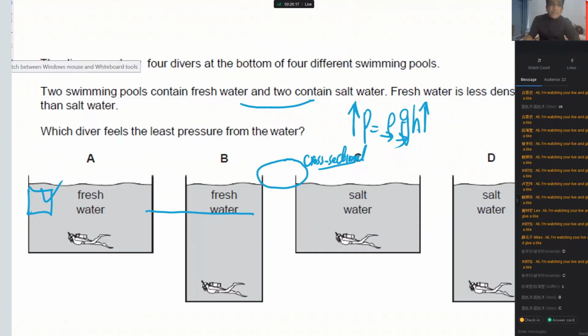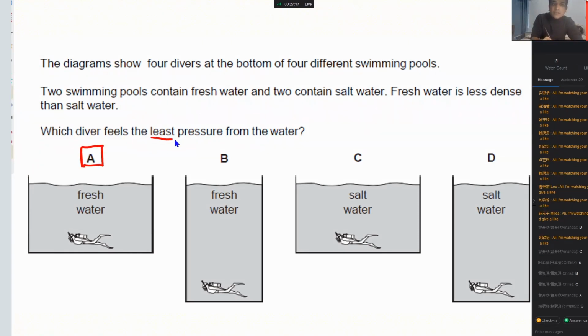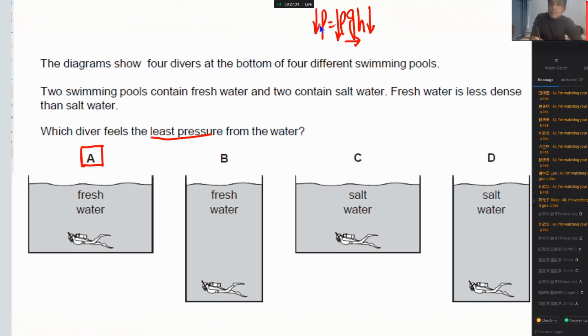C is the answer. Now please look at this question. First of all, answer by yourself. Type your answer. Write down your answer please. Okay, answer is A. Excellent, Amanda. Answer for this one is A because this question is asking you the least. So simply P is equal to rho g h. The least means that you have to make this one smaller and this one smaller, because g is constant. So this one will be the lowest value.